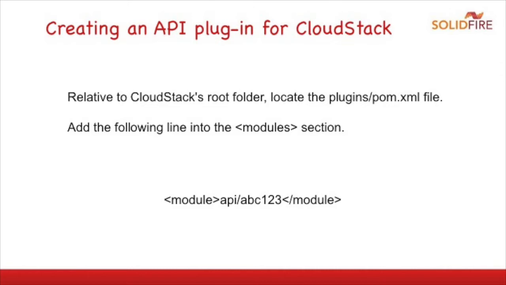If you go back to CloudStack's root folder, look at the plugins directory and the Pom XML file, there's going to be a modules section. If we just add an extra line into the modules section, it's just module, the name of your module. So it's going to be API. Everybody's going to start with API/ and then the name of your module. In this case, just ABC123. This will allow us, when we do our compiles within Maven, to pick up on our new Maven module and attempt to compile that as well.